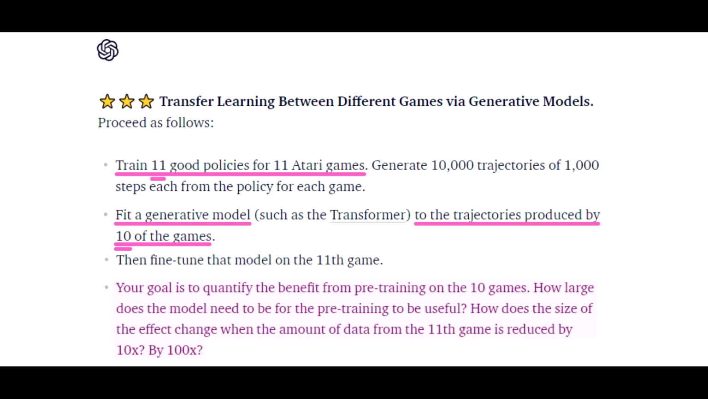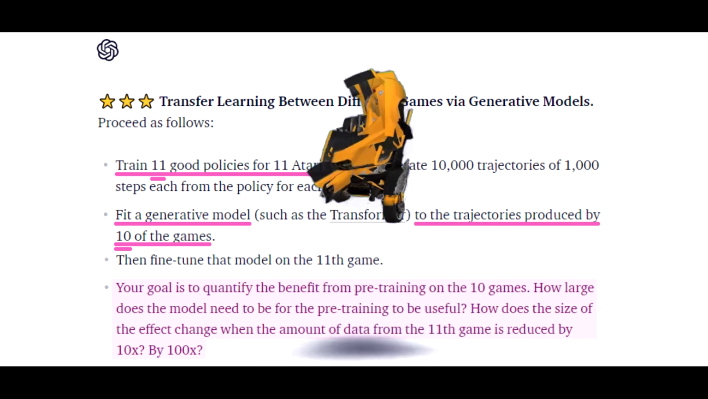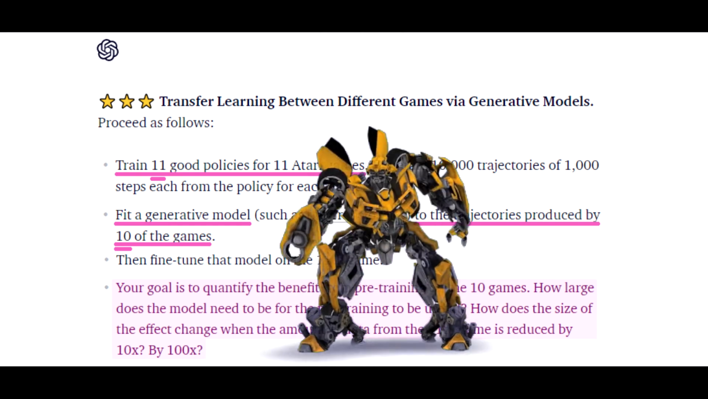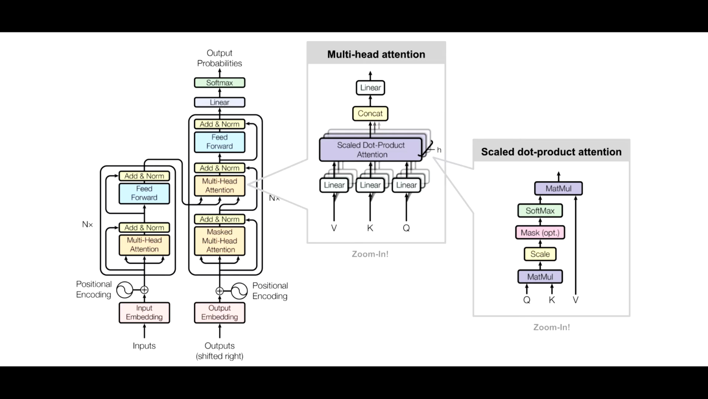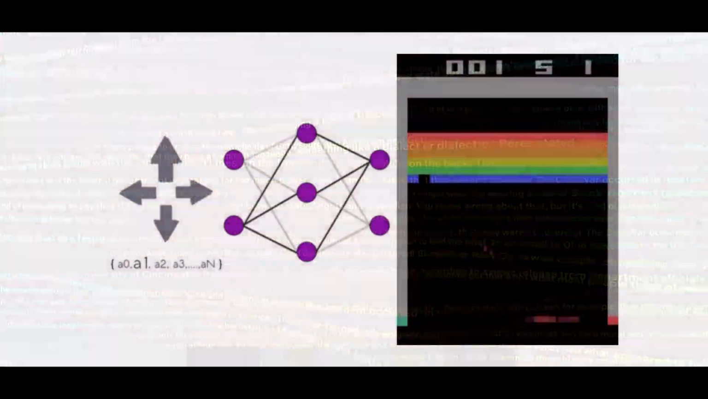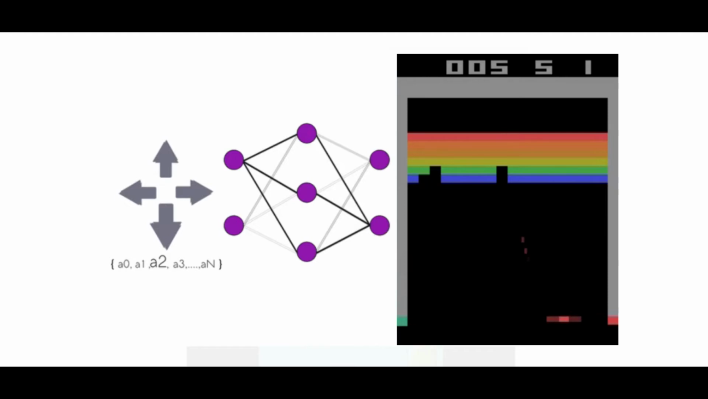OpenAI's suggestion was to use transformers. No, not this one. The recent neural network model that has become the new favorite for language processing tasks, particularly for sequence transduction. Thus, our aim was to use the trajectories we've collected and fit the model to essentially translate Atari image frames to a sequence of good actions.